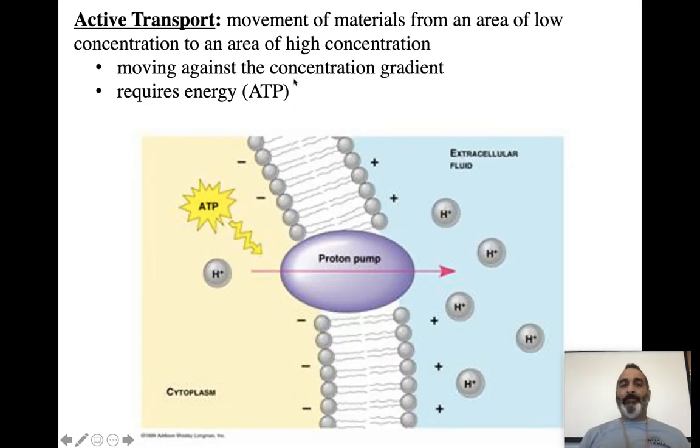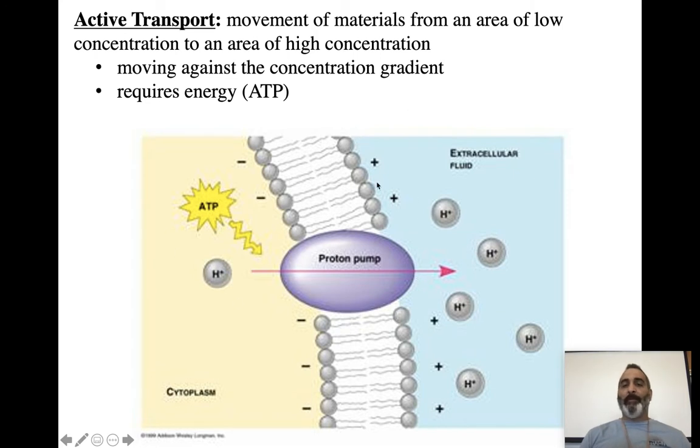Same thing. Diffusion was not like active transport. Diffusion was down the concentration gradient, going downhill. So diffusion was passive transport, no energy. Active transport is using energy to move things uphill or against or up the gradient. So this is going from a low concentration to a high concentration.